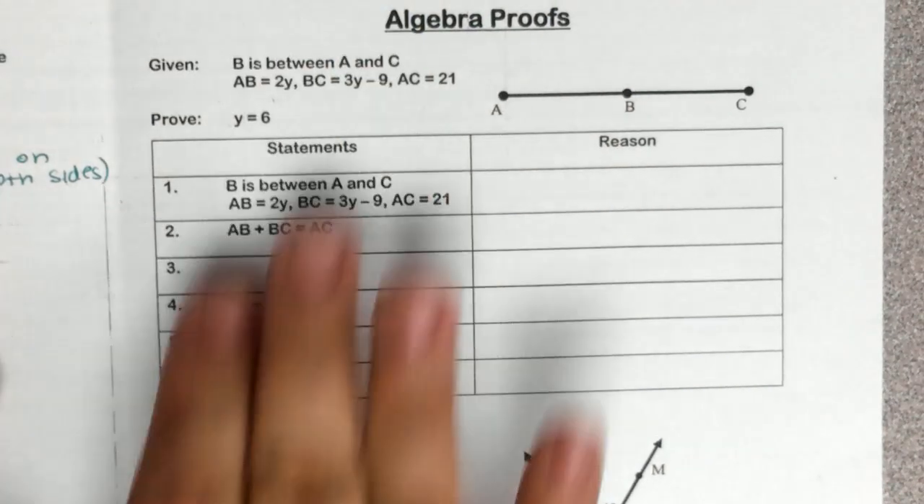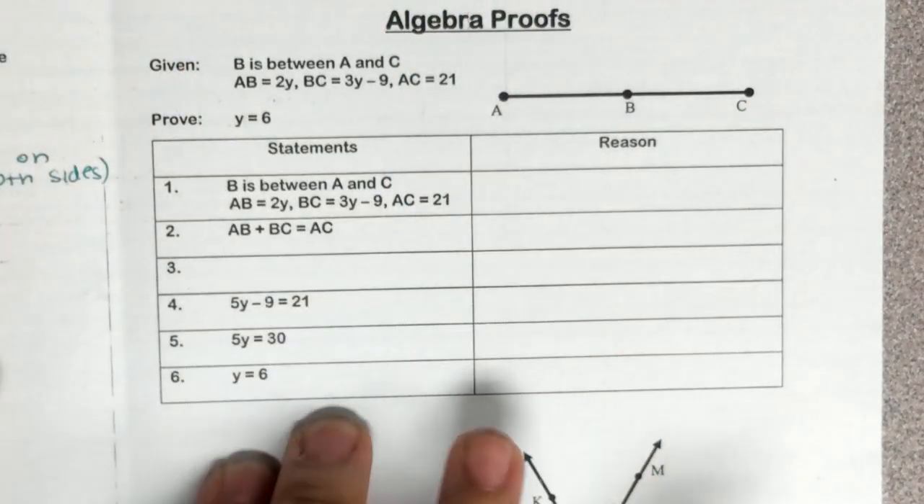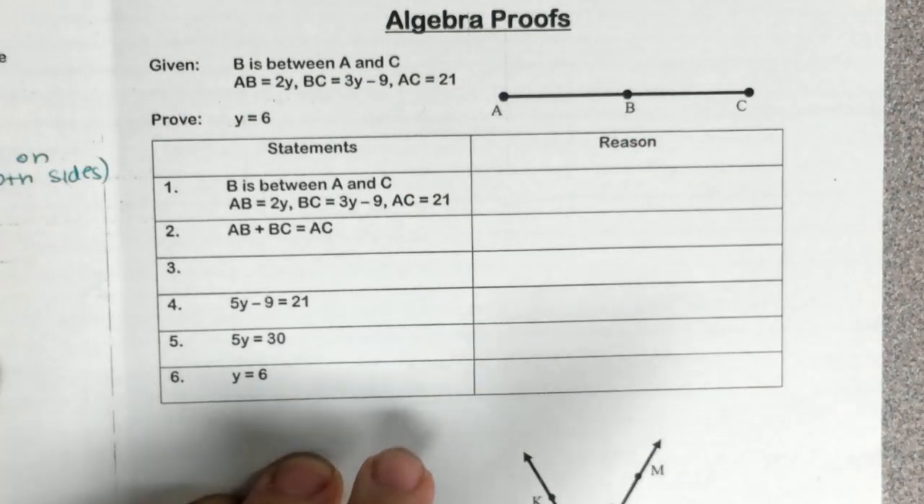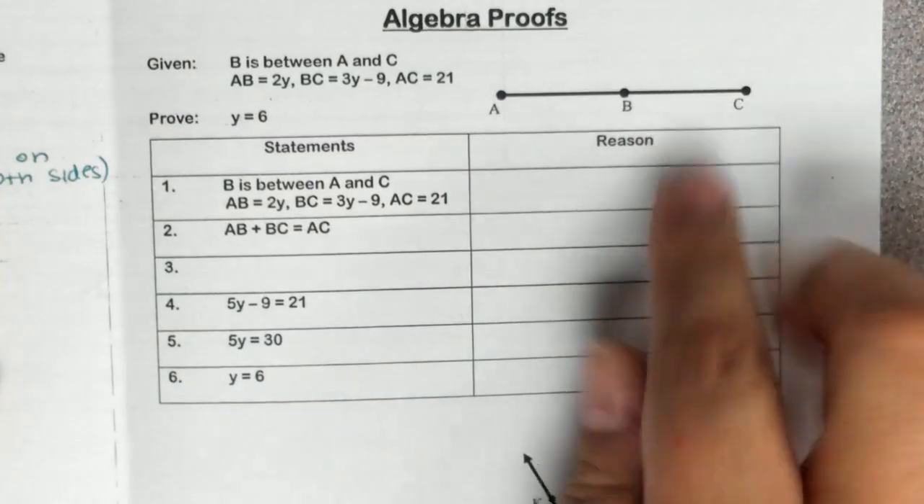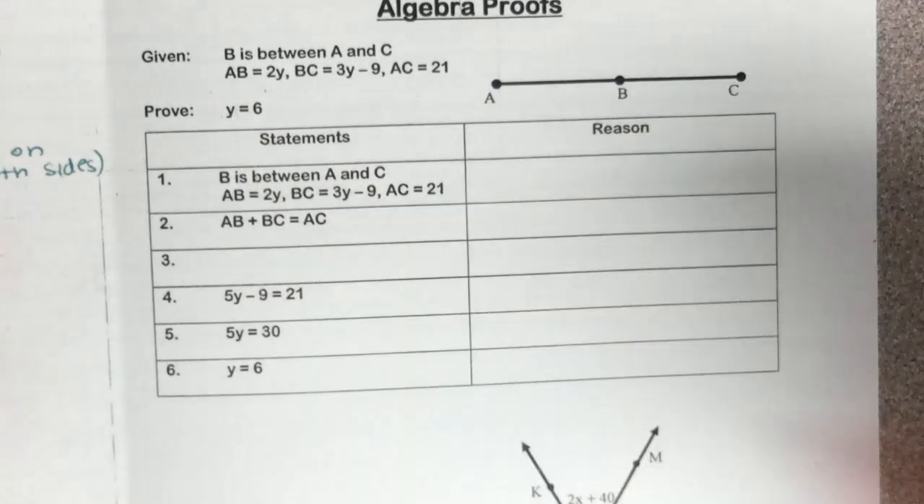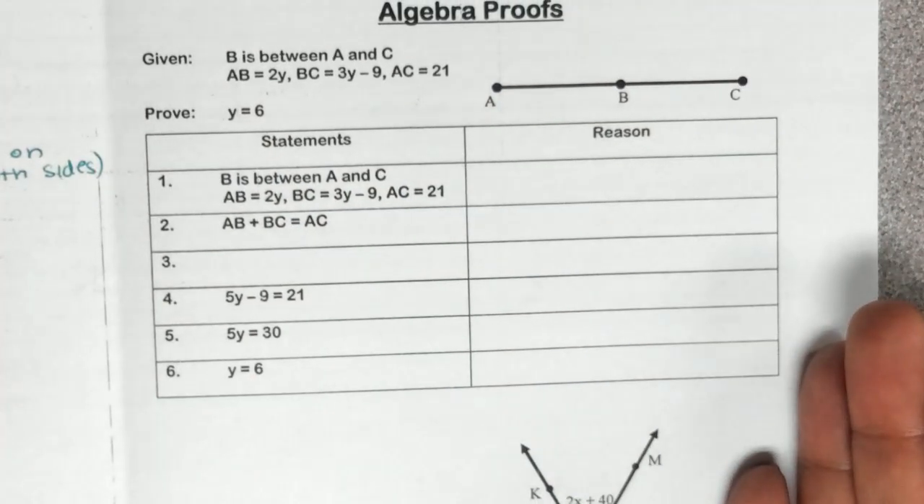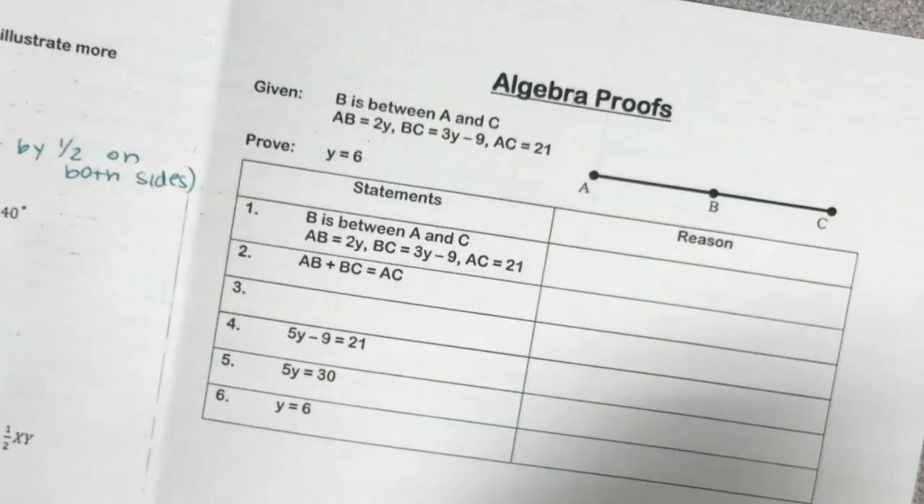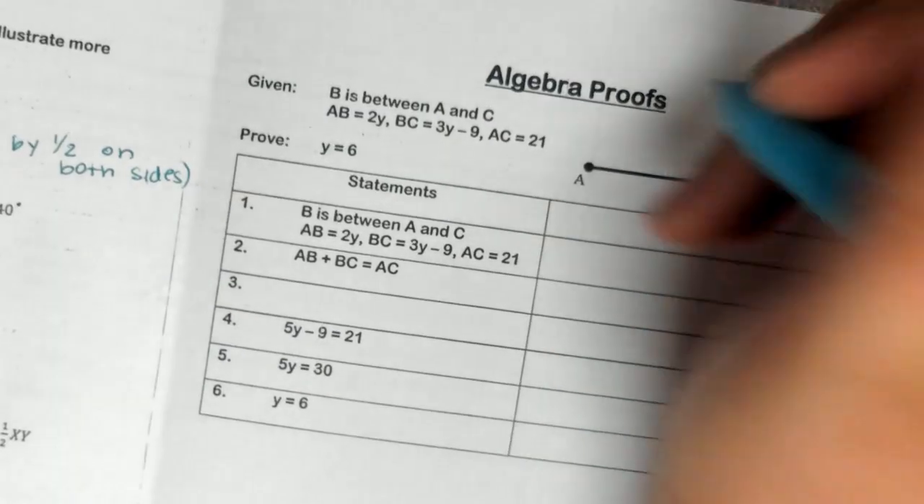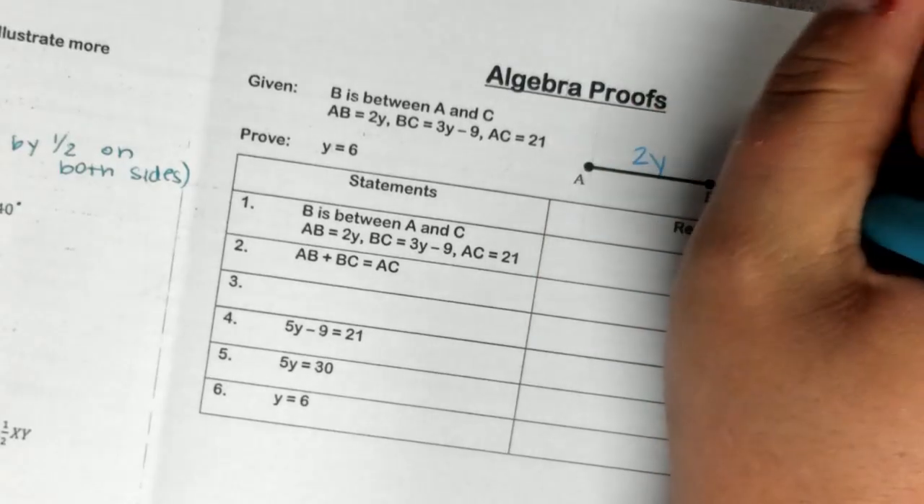On the left column, we always have the statement. It's the work. It's explaining the math. On the right, we're always going to have the reason, explaining why we did that step. All right? That's all we're doing is explaining why we did something. So, let's go back to what we just did. Let's label our picture. Everybody, you're doing this with me.